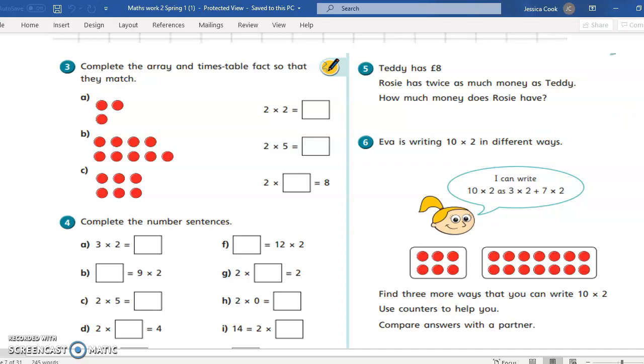Eva is writing 10 times 2 in different ways. I can write 10 times 2 as 3 times 2 plus 7 times 2. Oh, that's very confusing. 10 times 2 is 3 lots of 2, add 7 times 2. Okay, let's have a look at that. Okay, so we're just going to carry on looking at question 6.